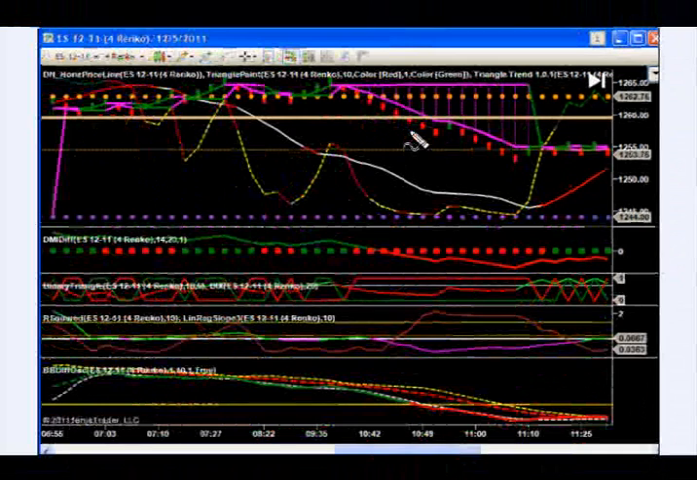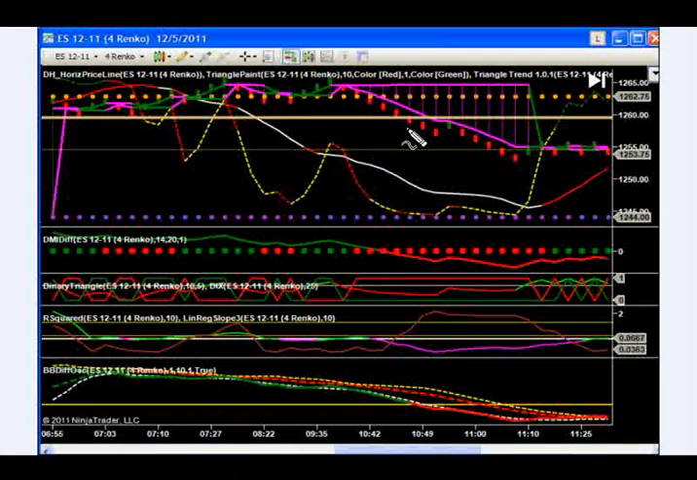And so around 10:45 or so is when it finally broke below that support and was a trading opportunity over into this area, and would have been about a 4-point trade.